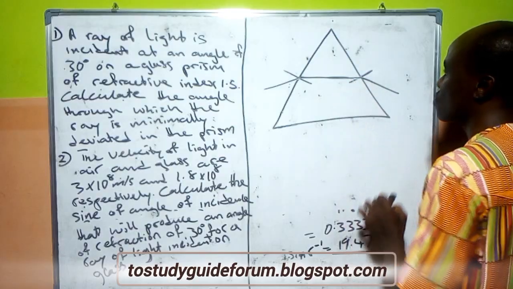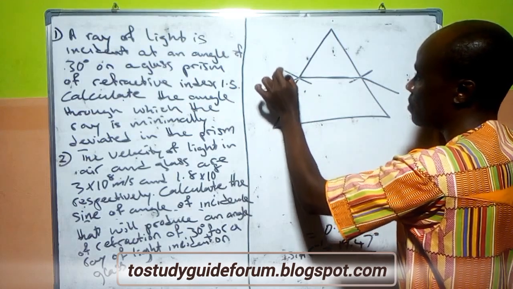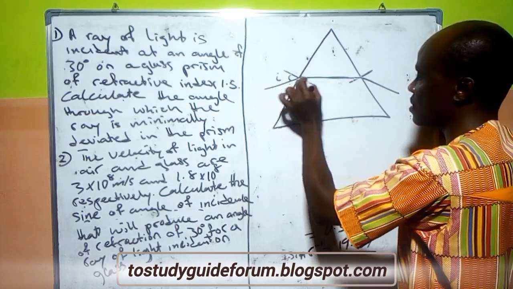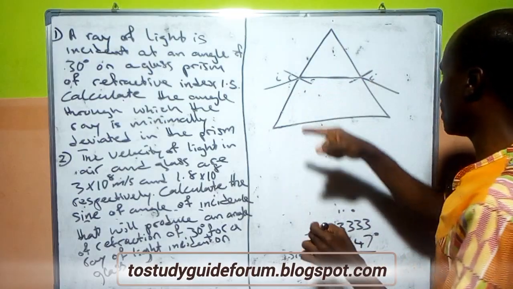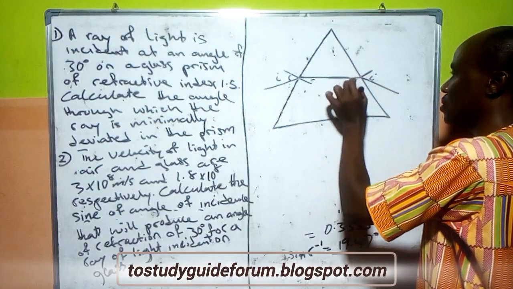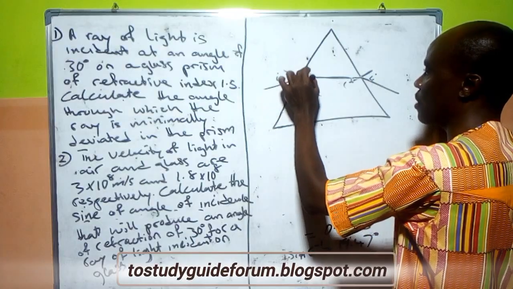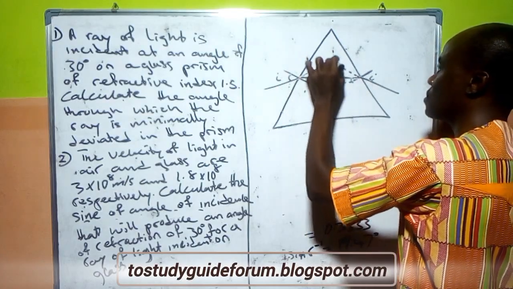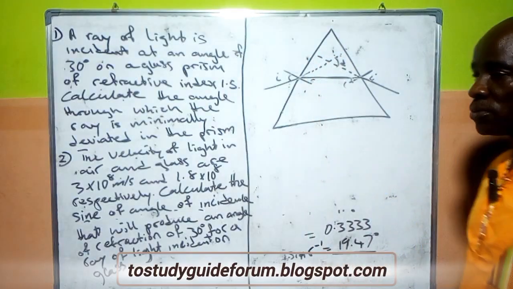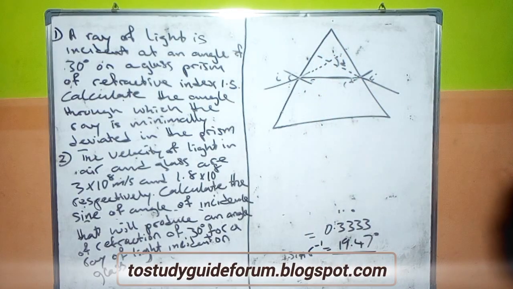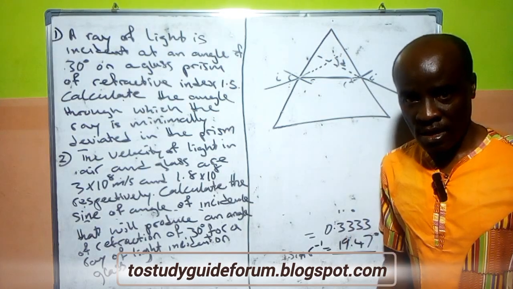Here we have the incident ray and the refracted ray, and from this other side, the incident ray here and the refracted ray here. Based on that, all of them come together to give us the deviation, the angle of deviation. Pay attention, because I want us to understand before we use the formula in question.